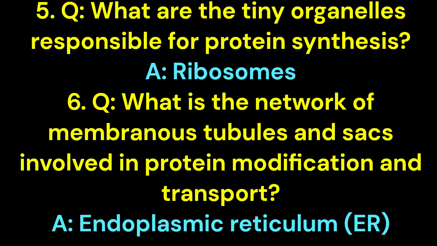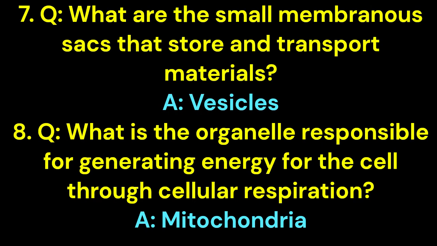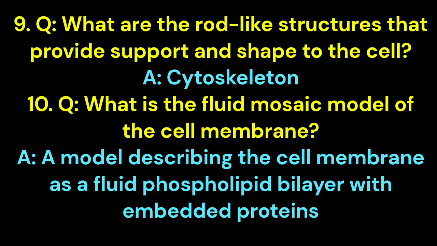5. Question: What are the tiny organelles responsible for protein synthesis? A. Ribosomes. 6. Question: What is the network of membranous tubules and sacs involved in protein modification and transport? A. Endoplasmic reticulum, ER. 7. Question: What are the small membranous sacs that store and transport materials? A. Vesicles. 8. Question: What is the organelle responsible for generating energy for the cell through cellular respiration? A. Mitochondria. 9. Question: What are the rod-like structures that provide support and shape to the cell?